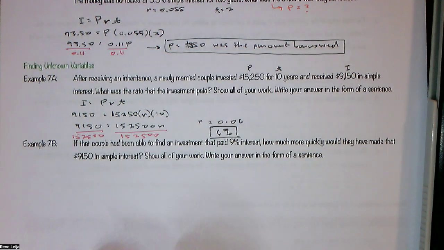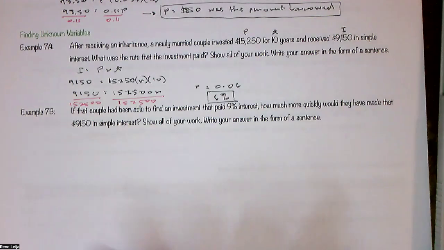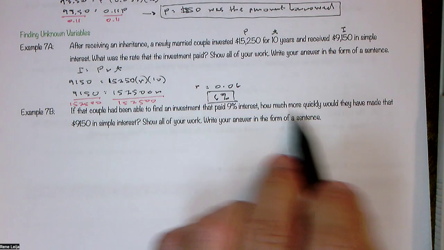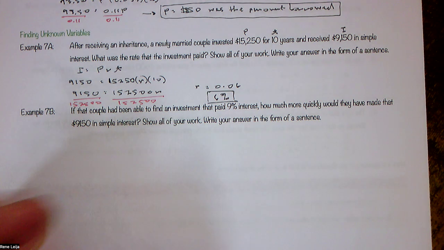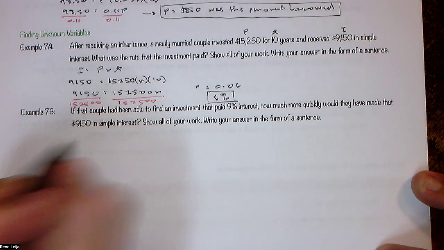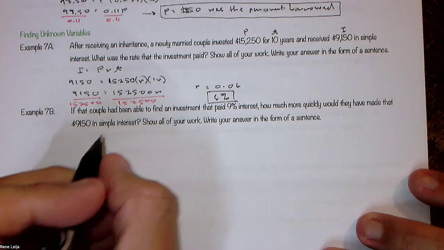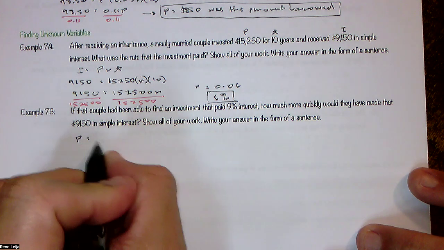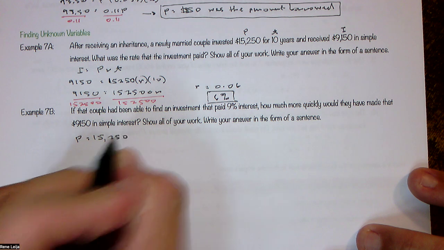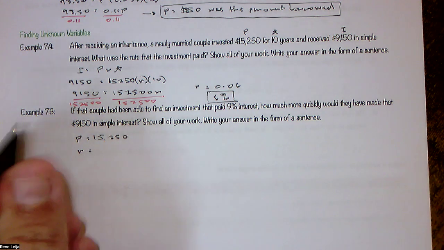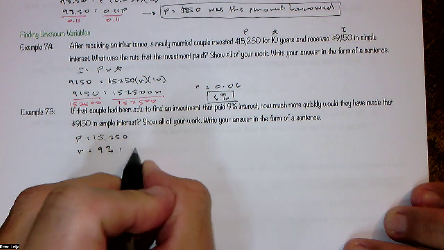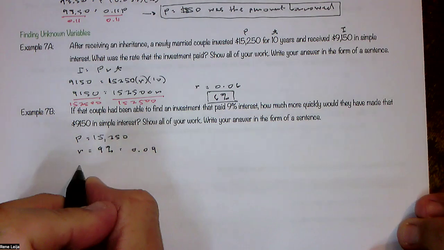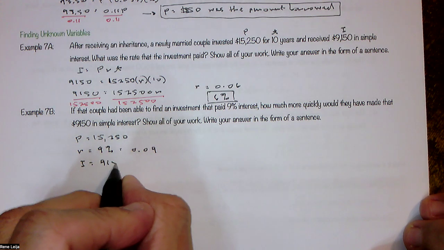Okay, good. Now, if that couple had been able to find an investment that paid 9% interest, how much more quickly would they have made that 9150 in simple interest? Okay, so now they want us to look for time. All right, so using what they gave us previously, the principal was 15,250. They're giving us a new rate, where before we had to find it. So the rate is 9%. So that's going to be 0.09. And the amount of interest is still going to be the same, the 9150.